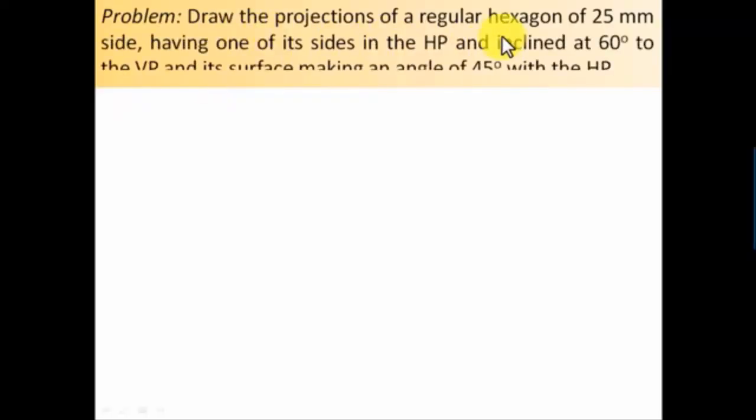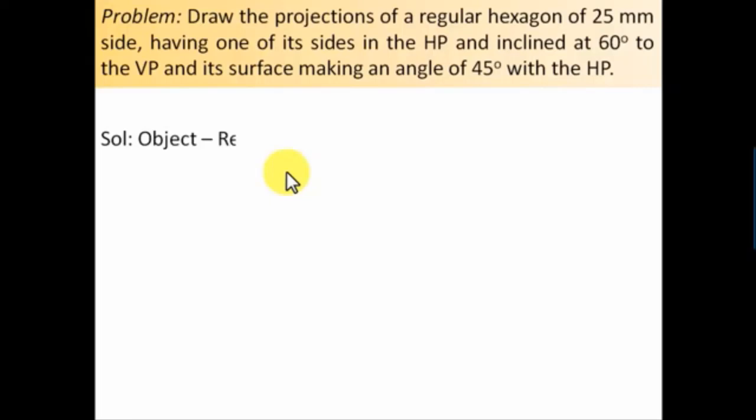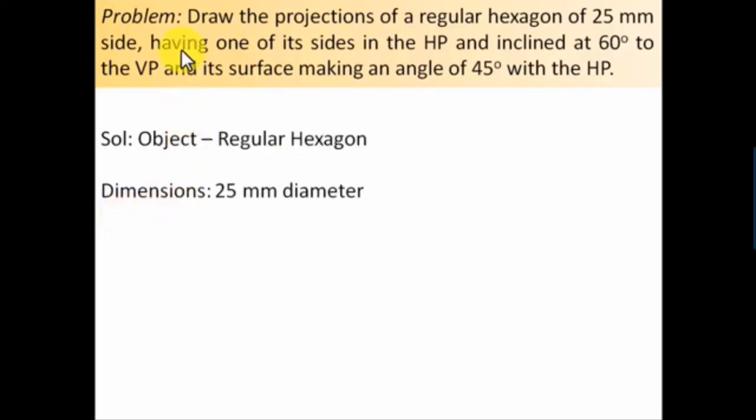Draw the projections of a regular hexagon of 25 mm side having one of its sides in the HP and inclined at 60 degrees to the VP and its surface making an angle of 45 degrees with the HP. Okay, now having read the question, let's extract data. The object is obviously a regular hexagon. All the sides are 25 mm each. Now there is this condition which has been given to us: one of its sides in the HP. So let us write that down.